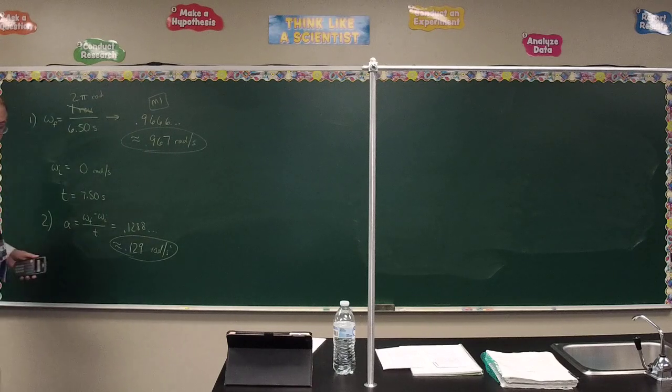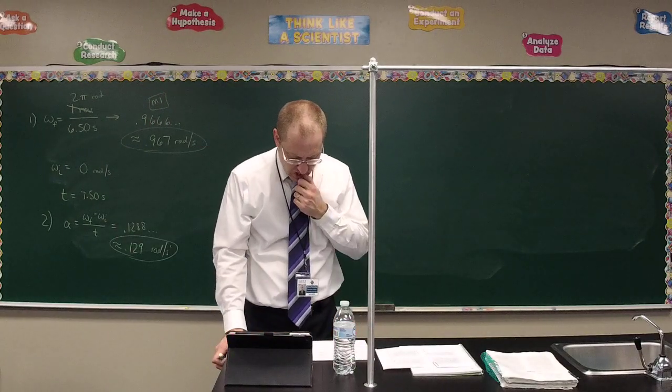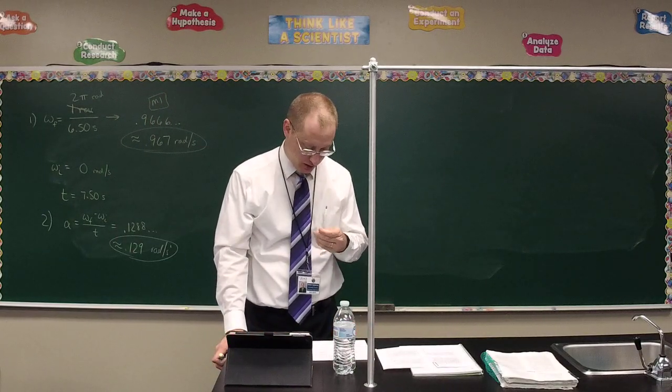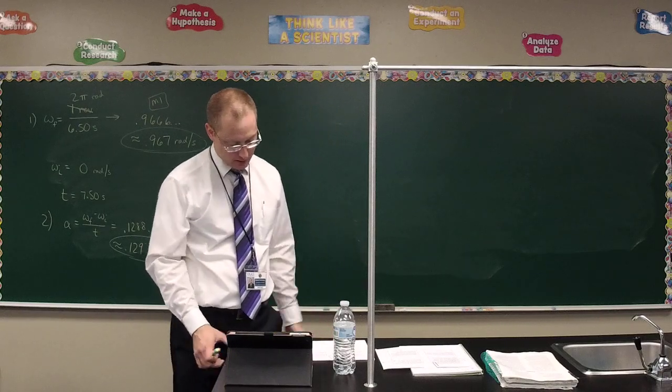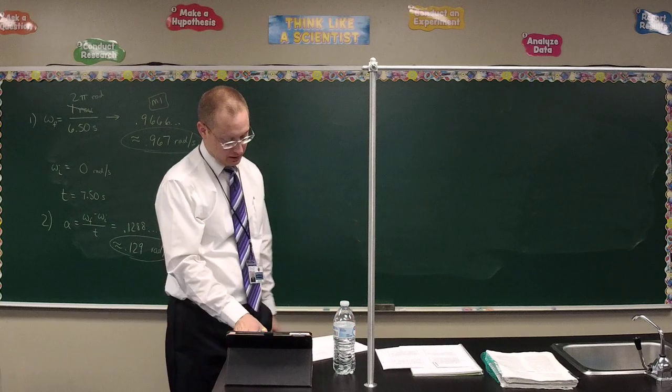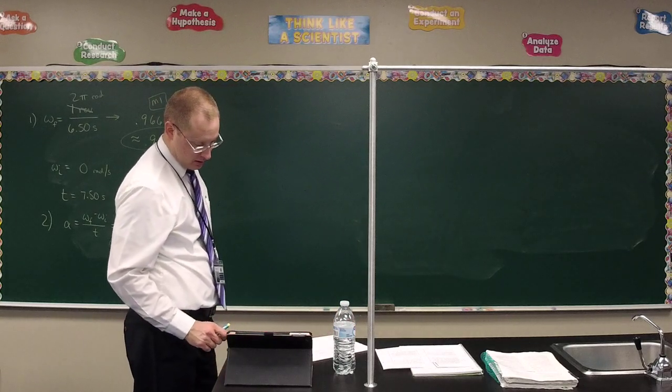All right. Questions on it? All right. And then going to the next part. Going to the third part, Audrey. From the previous slide, the merry-go-round measures 2.7 meters across, and the boy rides at the edge. Find his linear velocity.